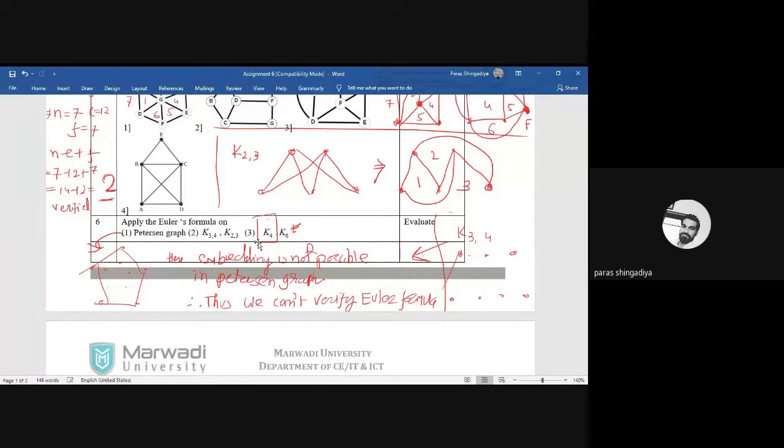So that is question number 6. You can add some more graphs here which are planar. Okay. Otherwise, embedding is possible, and you can practice some more graphs. Okay.